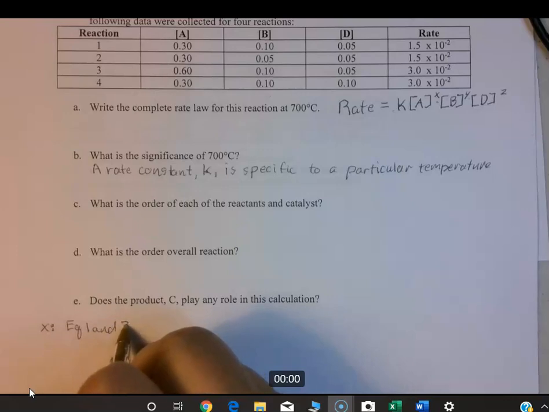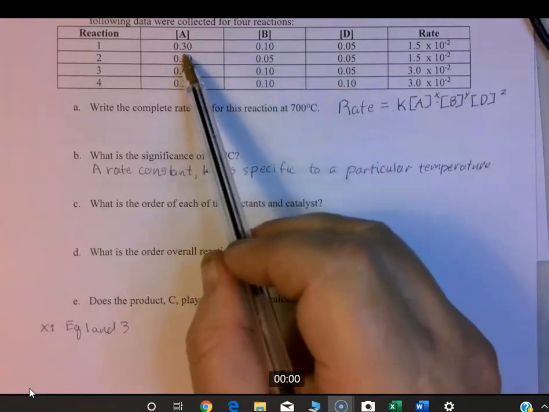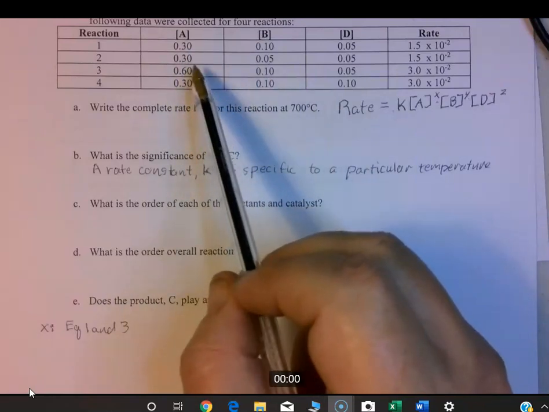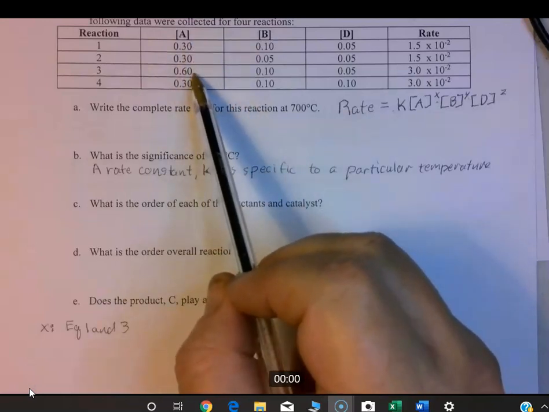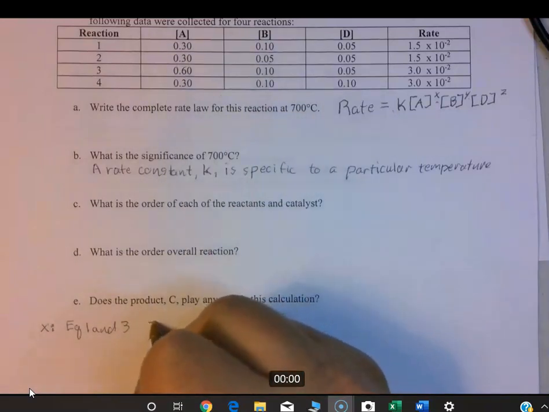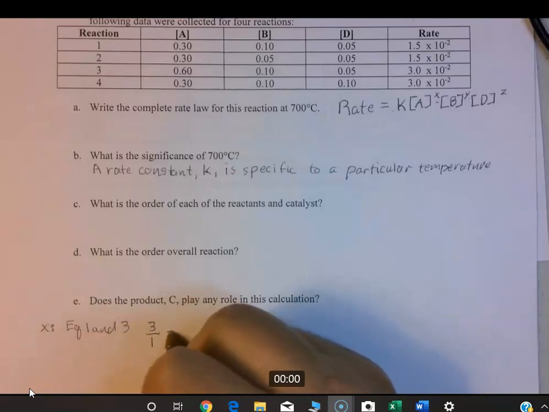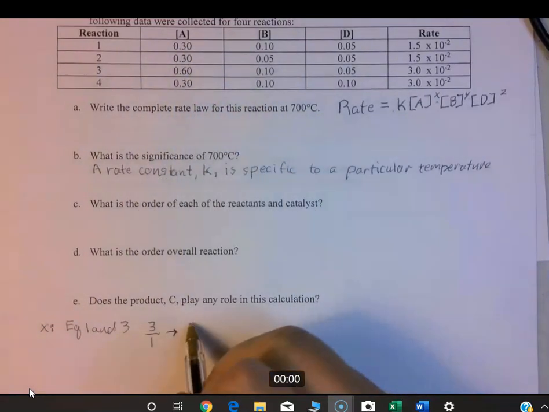Okay, we're going to use equations 1 and 3, and we're going to create a ratio. Again, we're trying to find A. We're going to create a ratio of one of these reactions over the other. You always want to put the bigger one on top. So in both cases, we're going to put reaction 3 over 1. What that's going to give us for the reactants is 0.6 over 0.3.